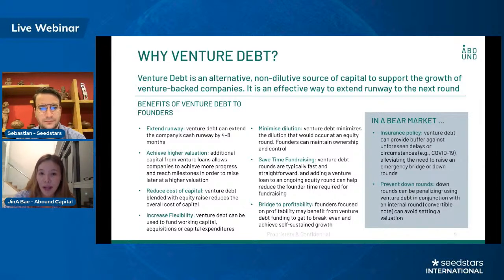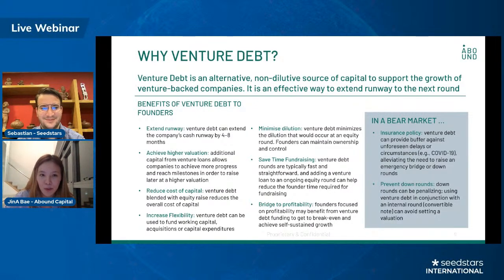So this is another way that venture debt can help you minimize dilution, by helping you to raise at a higher valuation for your future rounds. And in terms of the cost of capital, everybody knows that debt is always less expensive than equity.